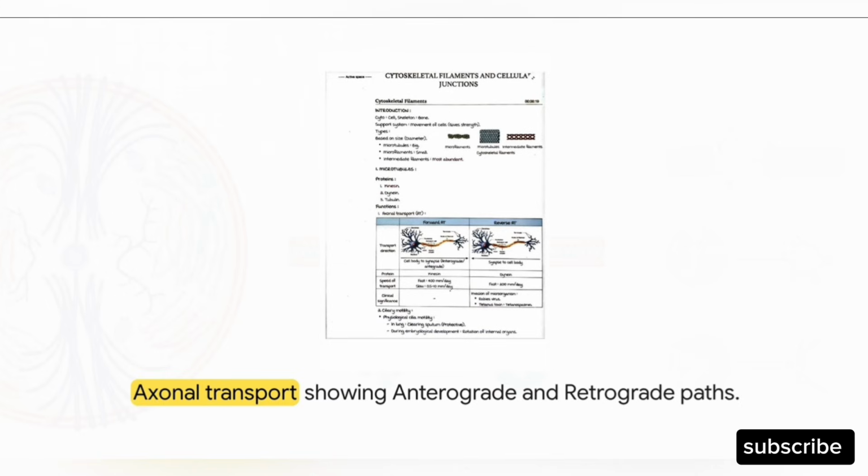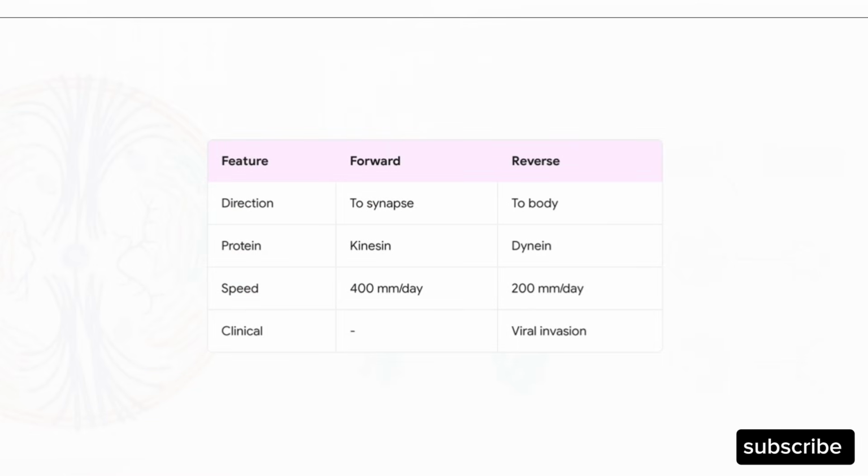Think of microtubules as these long railway tracks running all the way down the axon. Important materials need to move forward from the cell body, down to the synapse, and then waste or return signals need to move in reverse, back up to the cell body. You definitely want to star mark the specific molecular engines driving this transport. So for forward or anterograde transport going from the cell body to the synapse, the engine protein is kinesin. For reverse or retrograde transport heading back to the cell body, the engine is dynein.